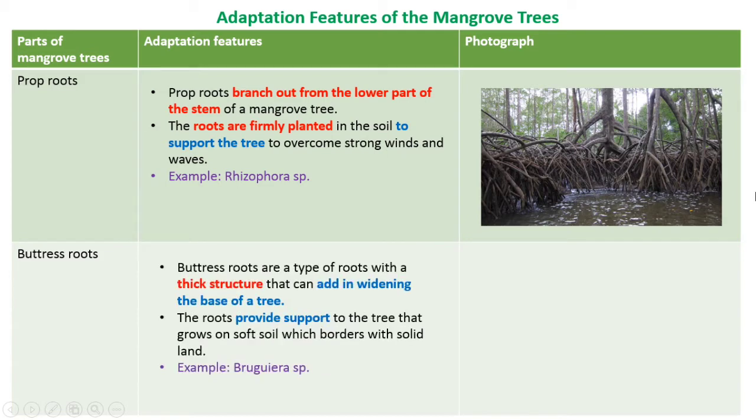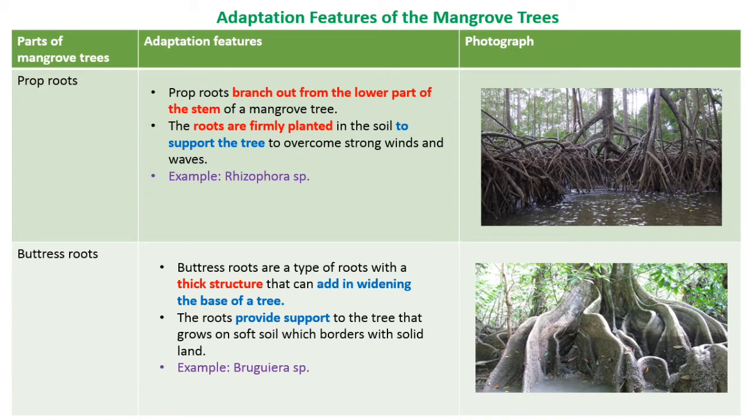Buttress root. So this is the picture of buttress root. Buttress roots are the type of root which are thick structure that can aid in widening the base of a tree. The roots provide support to the tree that grows on the soft soil which borders with solid land. So Bruguiera has the buttress root.